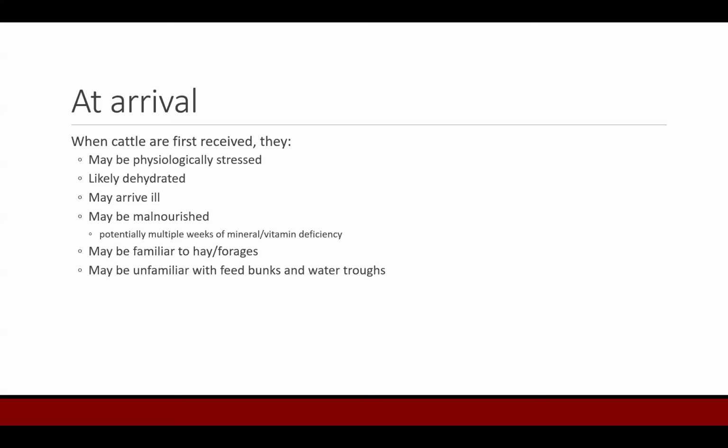All right. So when cattle are first received, they are likely physiologically stressed. Often they've been on a truck for 12, could be 14 hours. When they're in the truck, they're not eating. We don't give them feed or hay, and they don't have access to water, so they're likely dehydrated. Some may be ill at arrival. They may have contracted BRD from commingling in sale barns.